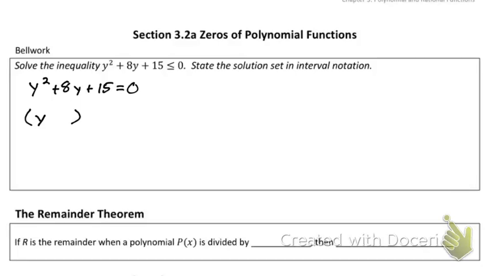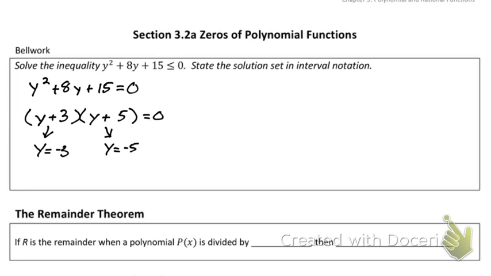We'd have y equals 0. Well, I'm looking for two numbers that multiply together to give me 15 and add together to give me 8. So we'd have 3 and 5. Well, that means we have two zeros. We have a 0 at y equals negative 3 and a 0 at y equals negative 5.